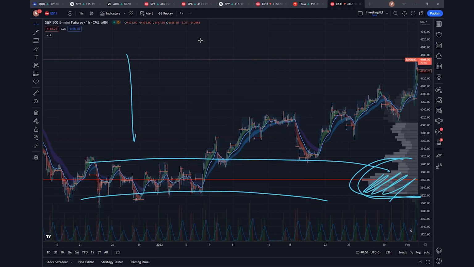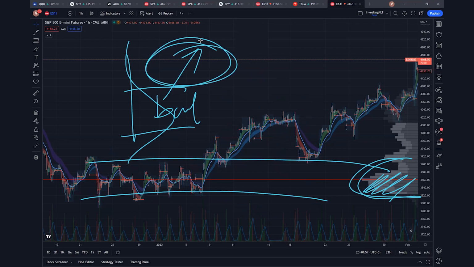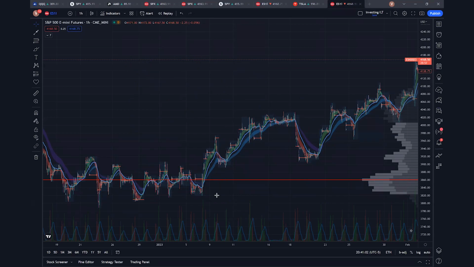When you go from this is the balanced area into an imbalanced area, that is your expansion where the volume is super thin that escapes the balance and allows this price to move, and it allows it to move very well.